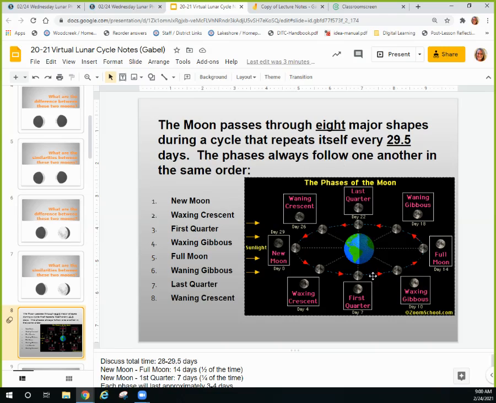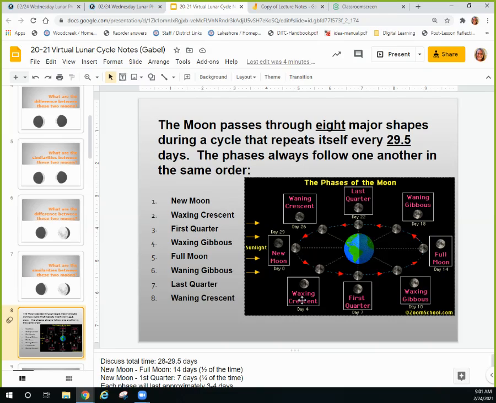So when we look at this model, we have our sun and our new moon. Okay, so new moon is on day 0, and it's going to last 3 to 4 days. You're going to see pretty much no moon, very, very little light for about 3 to 4 days.